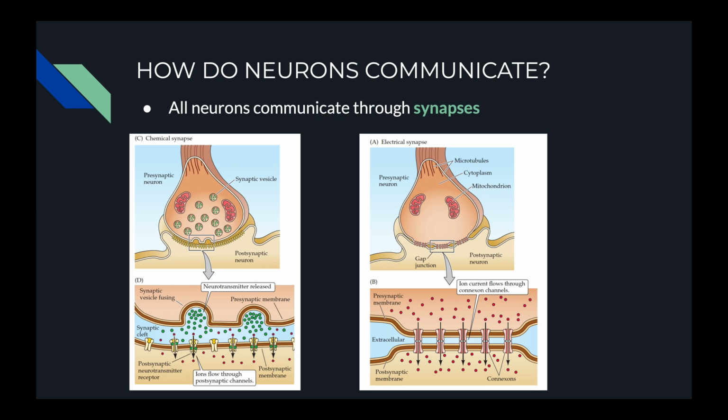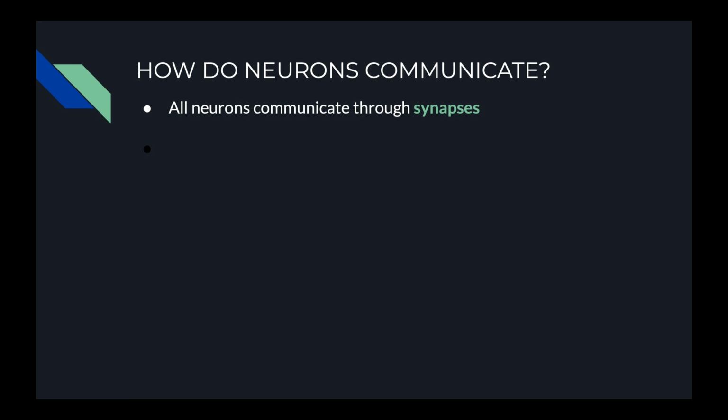These ions, usually potassium and sodium, create something called an electrical potential. One type of electrical potential is called the resting potential, which occurs when there aren't any ions passing across the synapse and the neuron is at rest. Another type is called an action potential, which occurs when the neuron is stimulated and ions flow through the synapse.